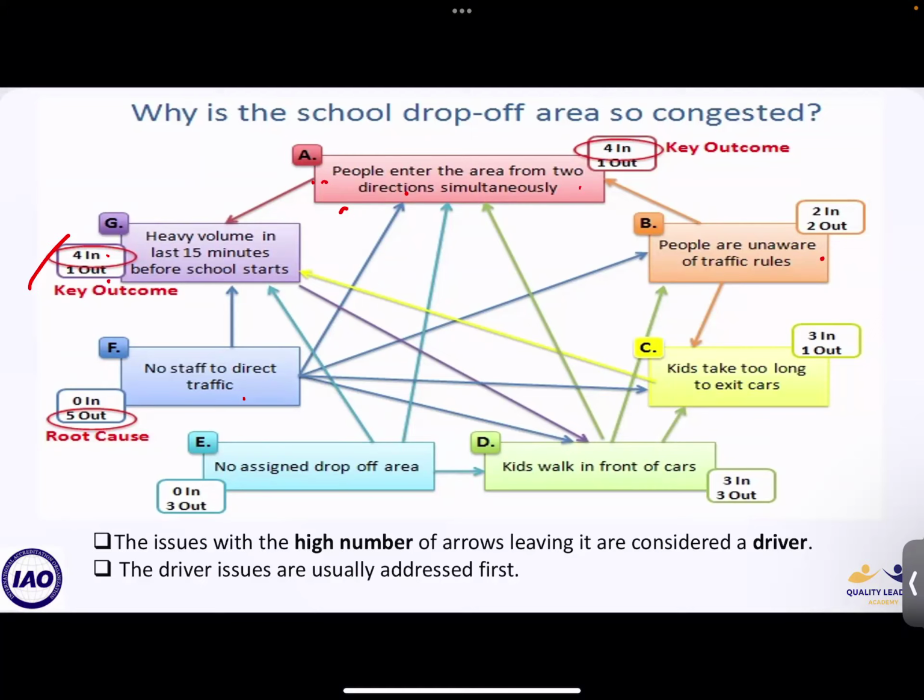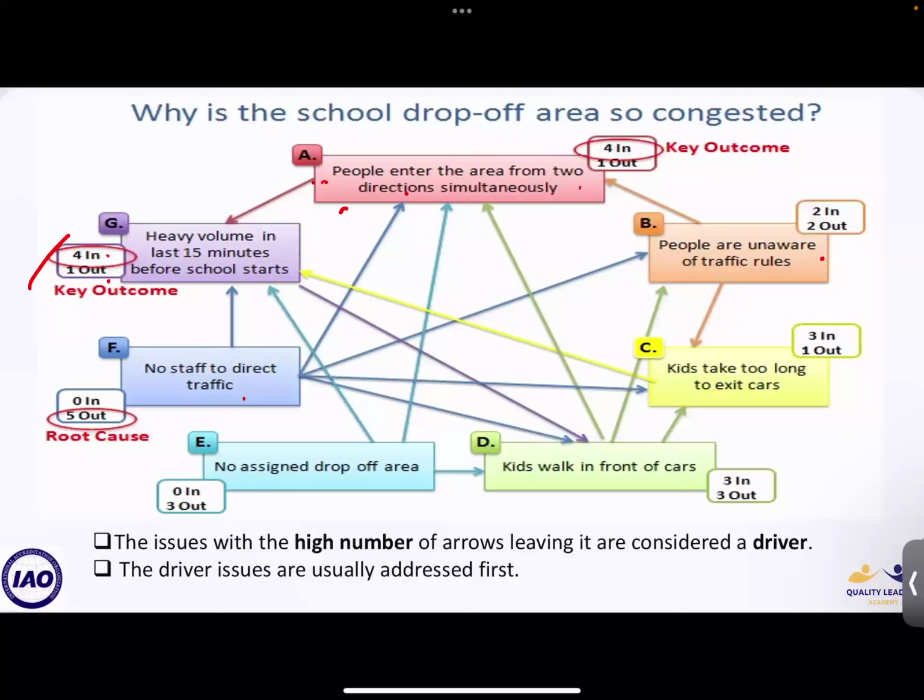So this is the meaning of 0 in and 5 out. It means this problem was not caused by anything else, but it has led to the other 5 issues. This means it is the root cause, the main driver of all problems. So I can use the interrelationship diagram to find the root cause of the problems.